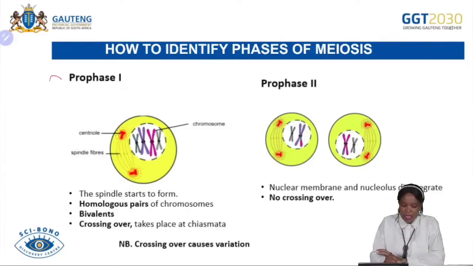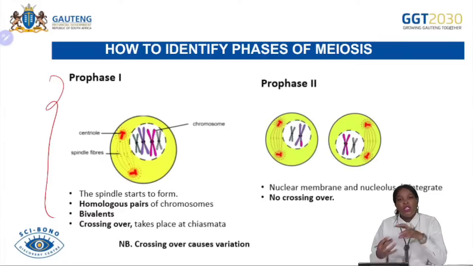The very important stage is prophase 1. If you remember the events of prophase 1, you will know this plays a very important role when you have to answer the question of variation, because this is a source of variation. So what happens during prophase 1? The spindle starts to form. Remember, these are the spindle fibers, because you need them to pull your chromosomes at a later stage. And then chromosomes appear in homologous pairs. So you have the one from paternal, one from maternal, homologous, now you know. Then, they are bivalent.